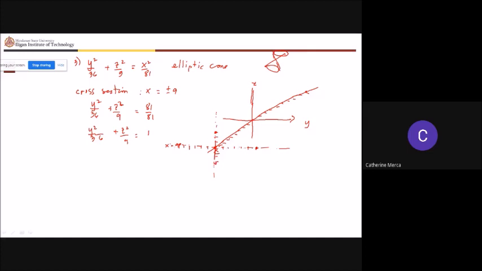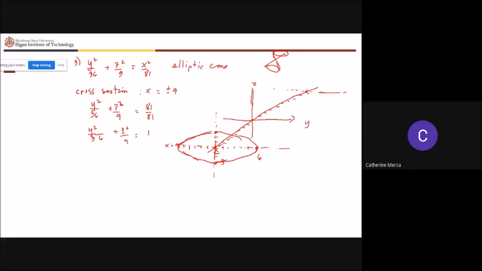1, 2, 3, 4, 5, 6. This one is 3, 1, 2, 3. This one is 3. Draw the ellipse there. And then the same here, at x equals negative 9. X equal to negative 9.